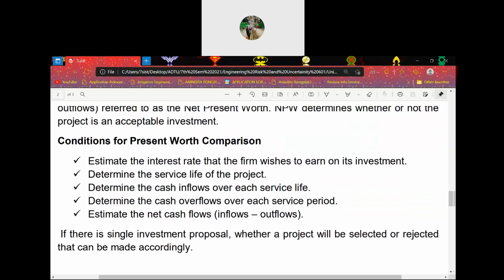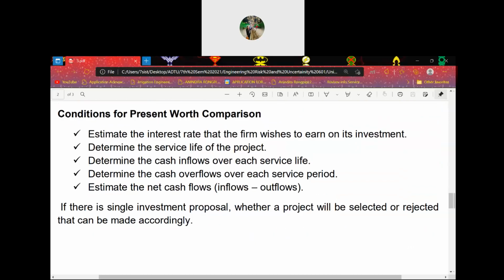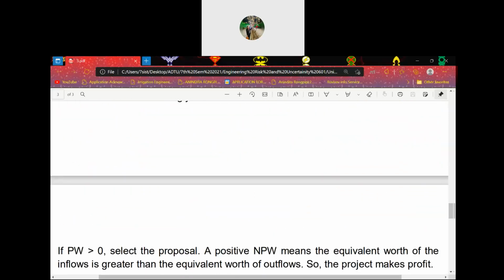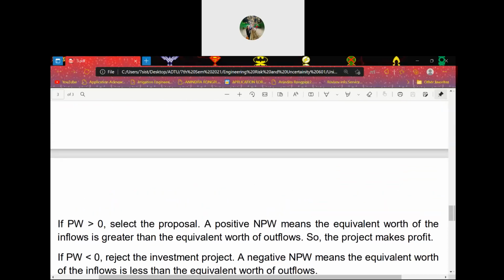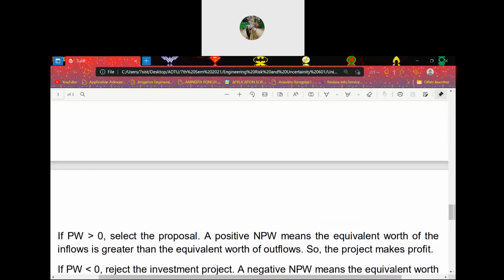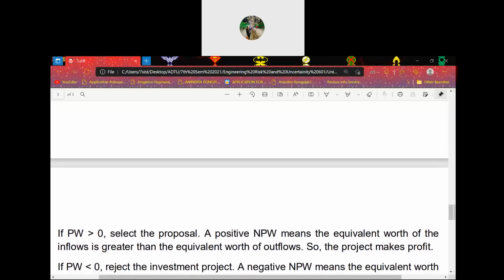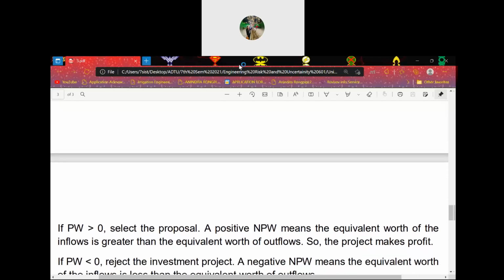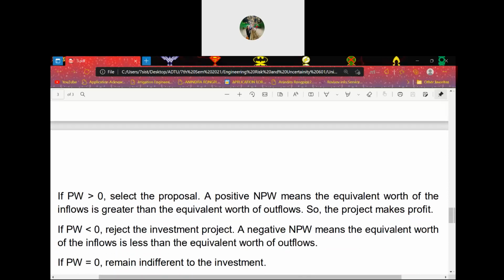So if there is a single investment proposal, whether a project will be selected or rejected can be decided accordingly. If present worth is greater than 0, then we select the proposal. That is referred to as a positive NPW, which means the equivalent worth of the inflow is greater than the equivalent worth of the outflow. So the project definitely makes a profit.